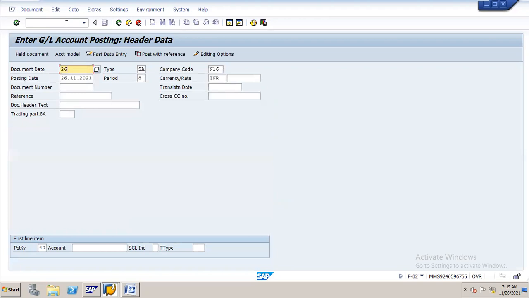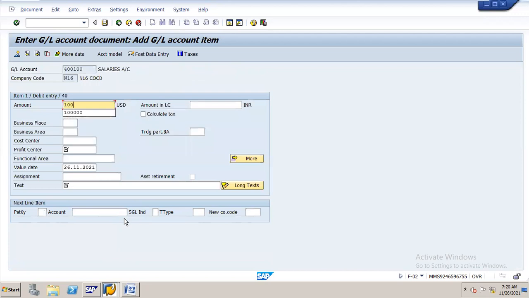Okay, today is the 26th. When I take 26, salaries I am going to pay $4,100. Here I should give USD. Enter. Enter. Say $100. $50 cash.